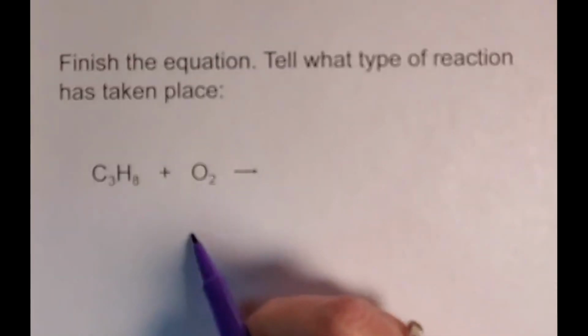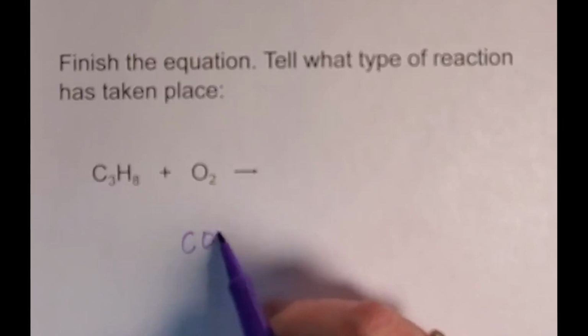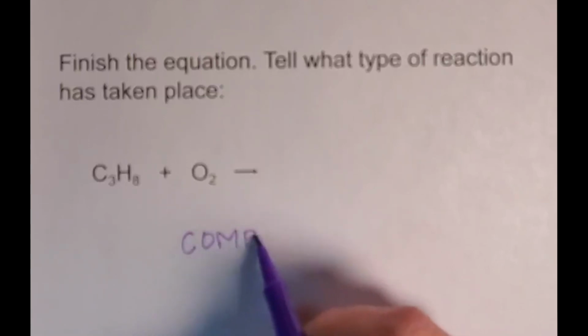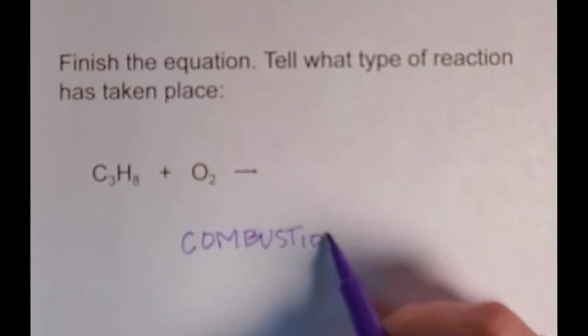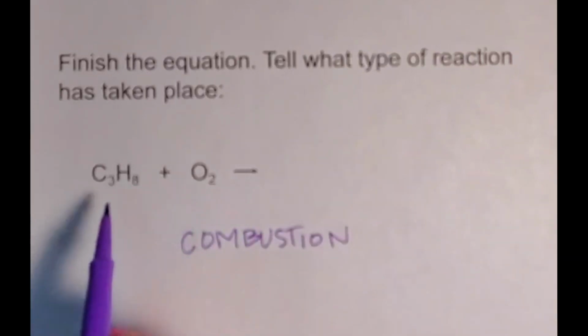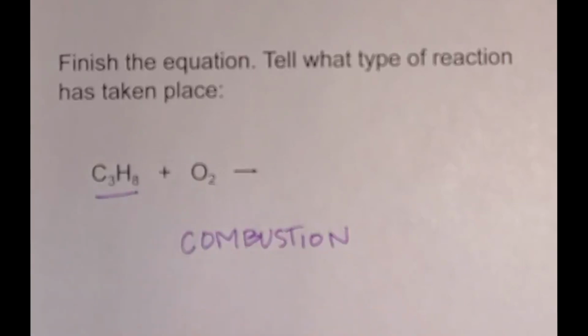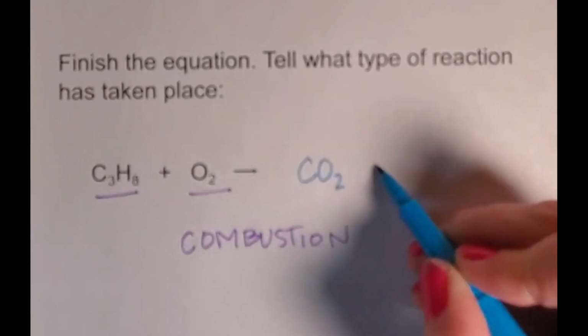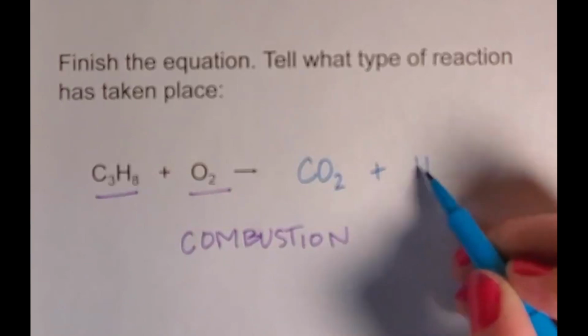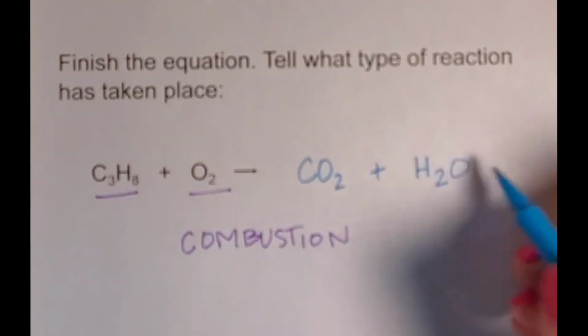This reaction is an example of a combustion reaction. The way that you can know that it is a combustion reaction is because it starts out with a hydrocarbon. In this case, the C3H8 is propane. It's made of hydrogen and carbon, so we call it a hydrocarbon, and we're reacting it with oxygen gas. The products, and this is what you need to memorize, are carbon dioxide and water.